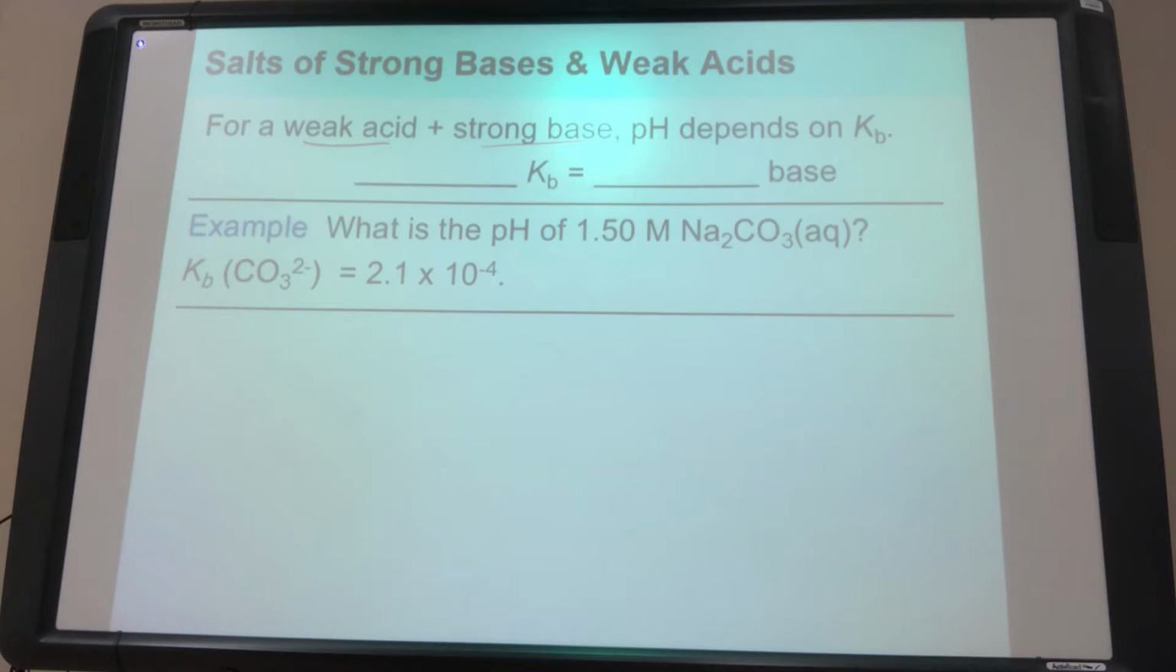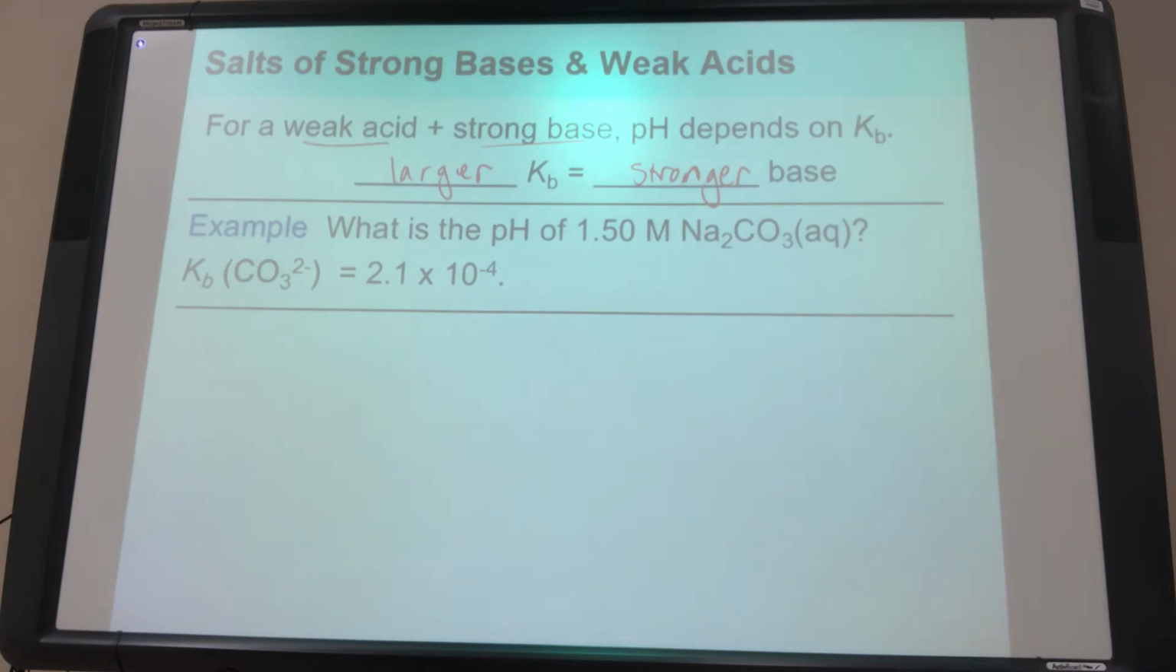So how high is the pH going to be? We know it's going to be bigger than 7, but by how much? The larger the Kb, remember we said this, the stronger the base. So the bigger the Kb, the higher the number, the higher the pH. Okay? All right, so look at this problem.